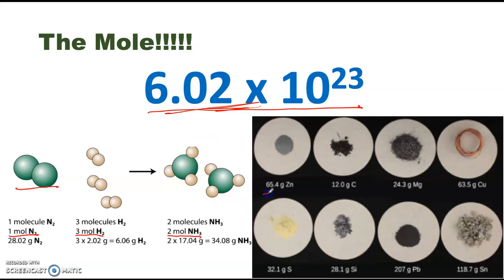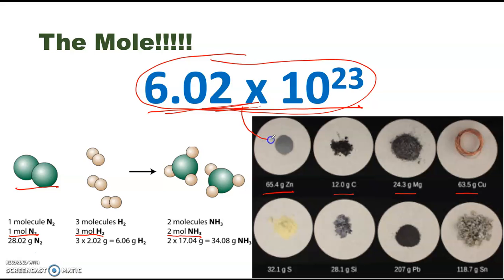Now the masses are different. If you look, the masses of each mole are different. But what all of these samples have in common is there's this many atoms of each element in each of these samples. So there's this many atoms of zinc, this many atoms of copper, this many atoms of magnesium. They may have different masses, different volumes, take up more space, but they all have the same number of atoms.